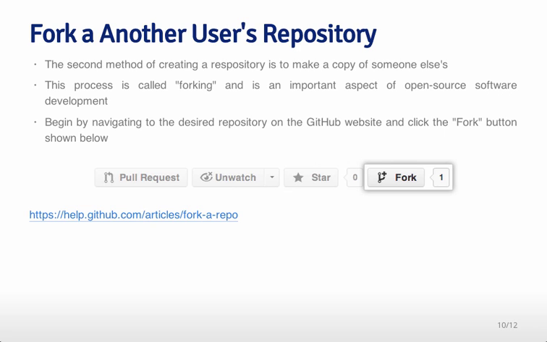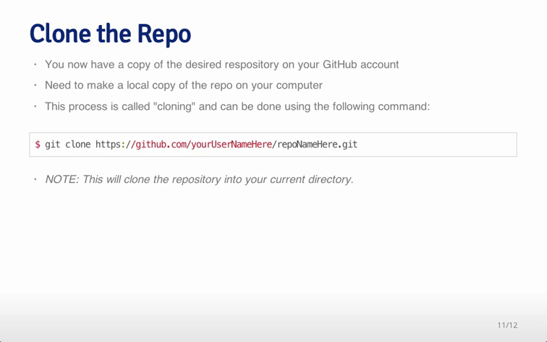Another thing that you can do is fork another user's repository. The idea here is that you want to be able to develop software with other people. They'll have repos that they've already created that are on GitHub. Once you find one that you're interested in, you can go to that repository and click the fork button. The fork button will create a copy of that repo, as it currently is constituted, in your GitHub profile. Now you have it on your GitHub account.